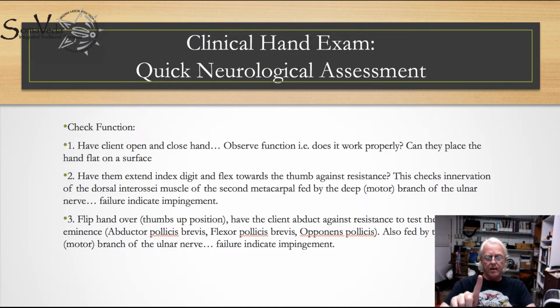Have them extend the index finger of the affected hand and flex toward the thumb against resistance. So here's my affected hand, and I'm going to flex toward resistance. Is it strong or weak, or can they do it or not? That indicates the innervation function of the dorsal interossei muscle of the second metacarpal, which is fed by the deep branch of the ulnar nerve. Failure to be able to push out with the index finger indicates impingement.